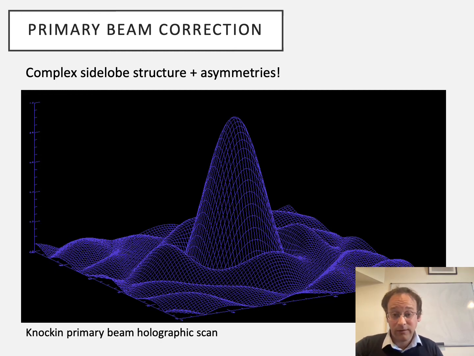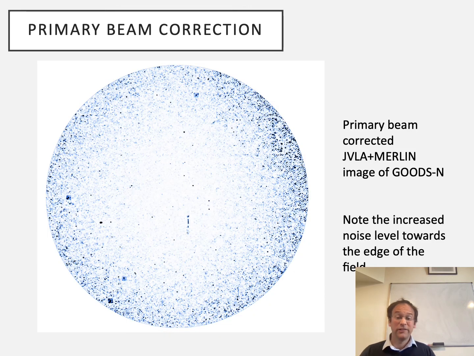So this is not a trivial issue when you're trying to make wide field images and look at sources well away from the pointing center of the telescope. And here's an example of an image that's now been primary beam corrected. In a dirty or uncorrected image, you'll see even noise across the image, but you'll see bright sources in the center and fewer bright sources away from the center, of course, because they're being attenuated by the primary beam.